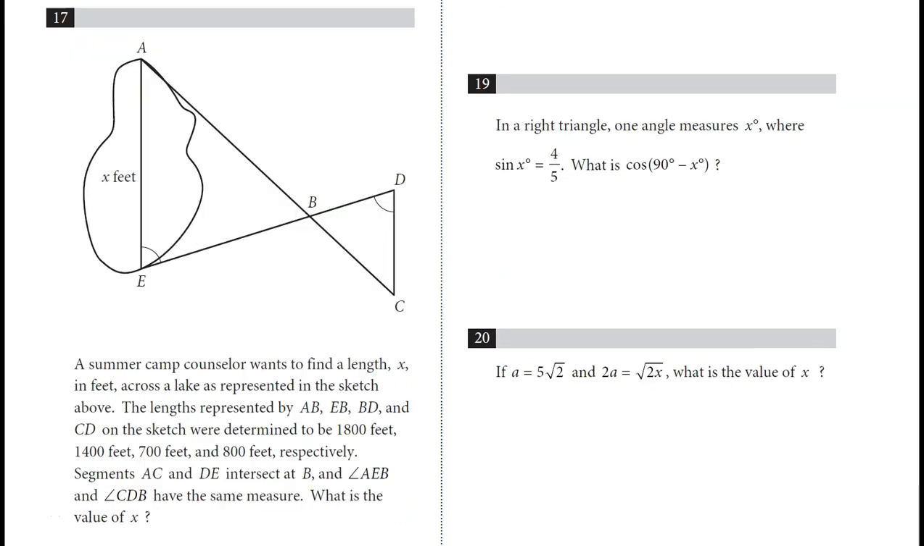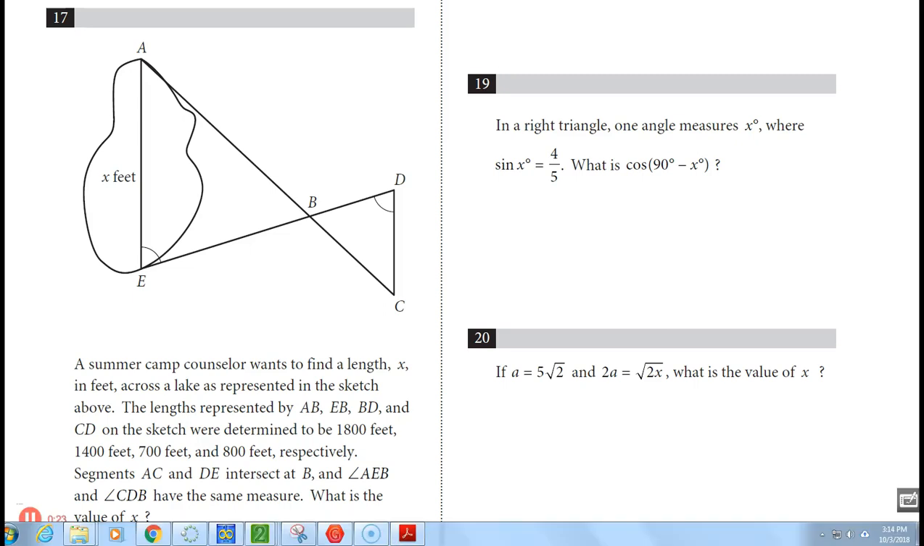Number 17 looks like a little geometry problem here. It says a summer camp counselor wants to find the length x in feet across a lake, represented in the sketch above. The lengths represented by AB, EB, BD, and CD were determined to be 1800, 1400, 700, and 800, respectively. That word's pretty important there. The word respectively means in the same order. So if they mentioned AB first, then that would be the first number they give. So AB is 1800. I'm going to draw that on the line.